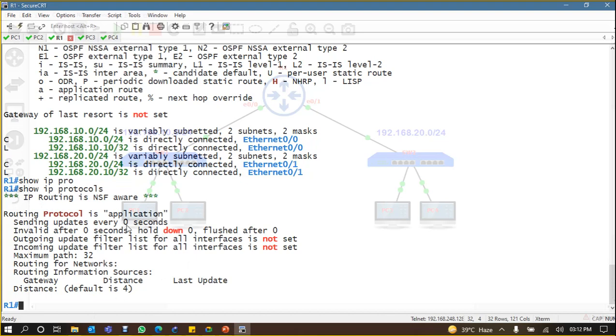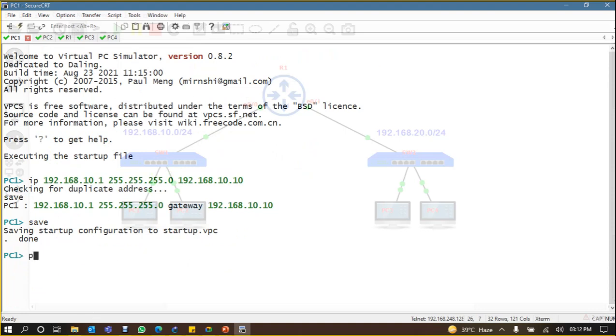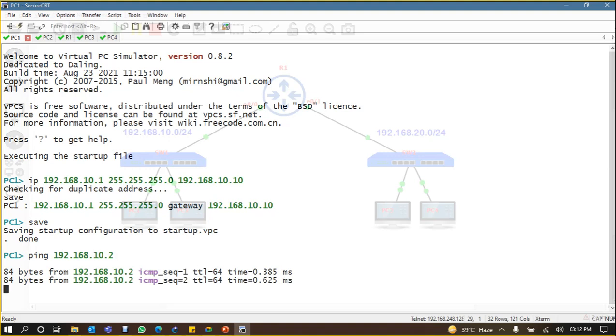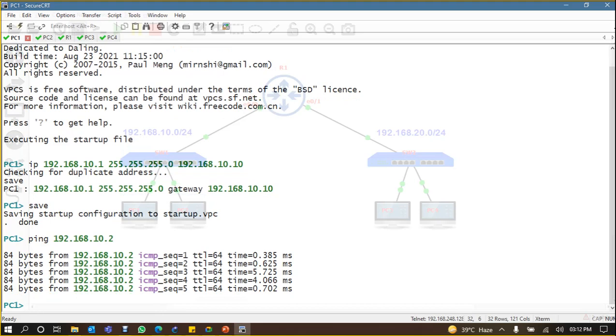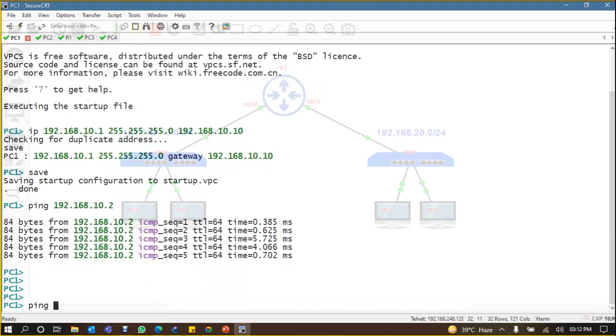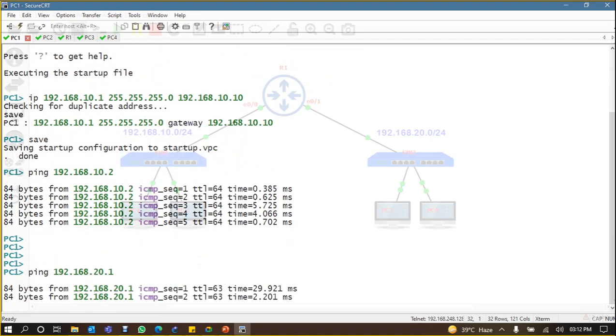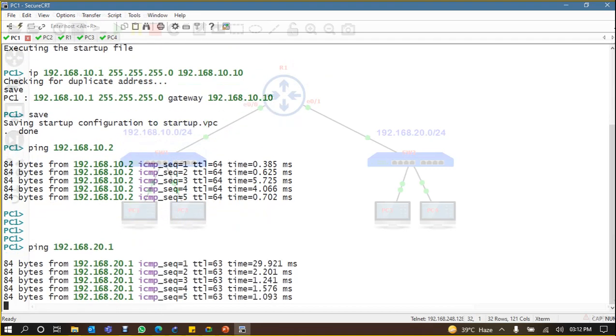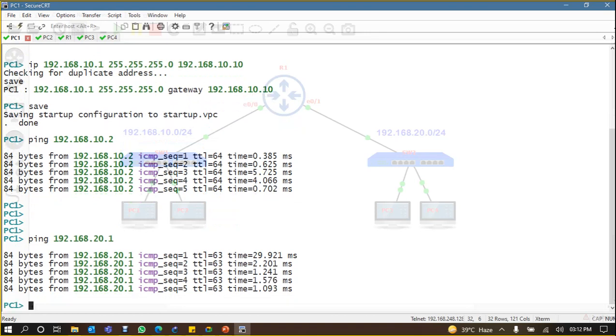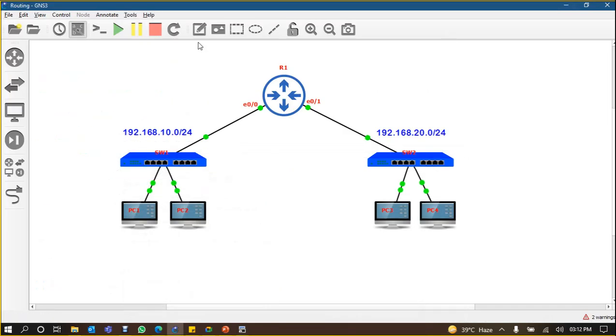No application is running now. PC1 will try to communicate with PC2 on the same network, 10.2, no problem. But when PC1 tries to communicate with PC3, 20.1, it seems to communicate without routing, but yesterday it was not working, right? Now see how it is working. When the packet is coming here, the ping packet is sent by PC1.